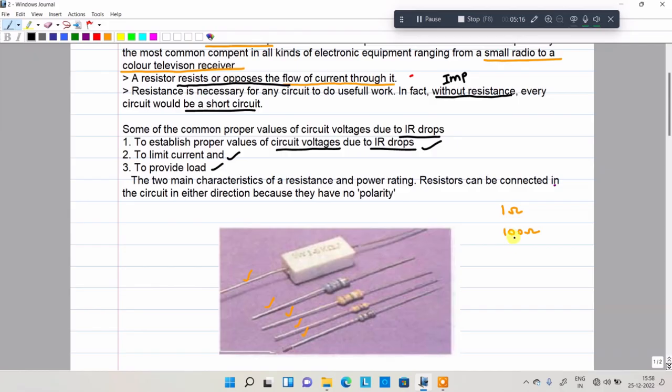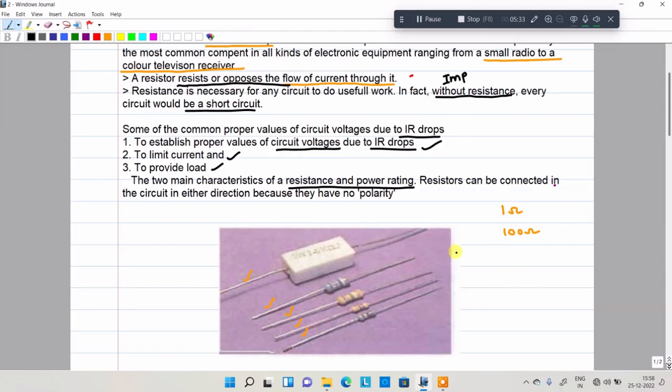The two main characteristics of resistance are resistance and power rating. Every resistance has some power rating. So that is one of the important points.